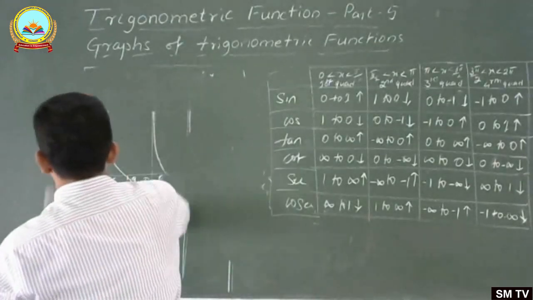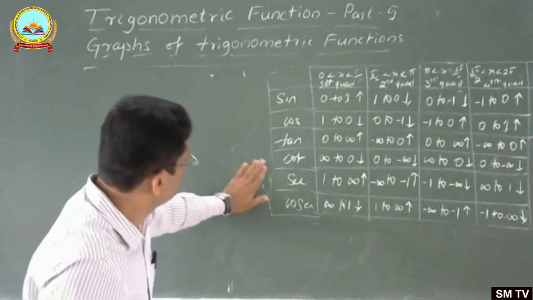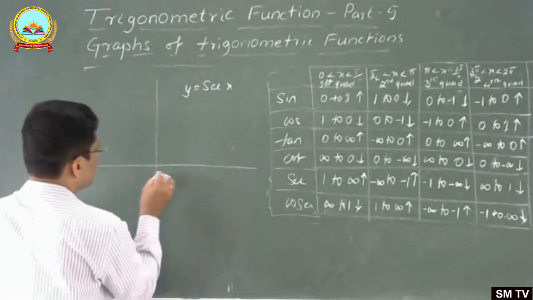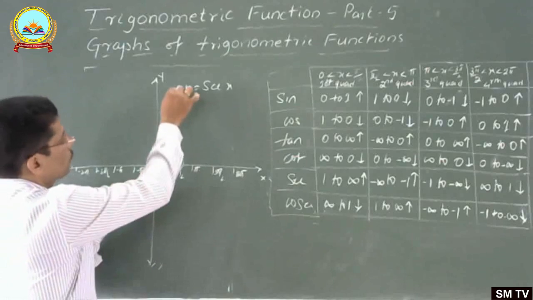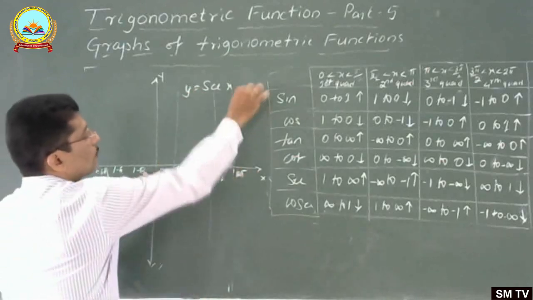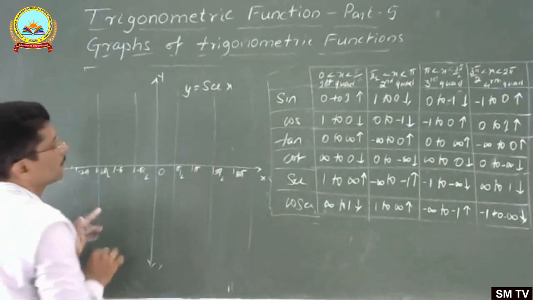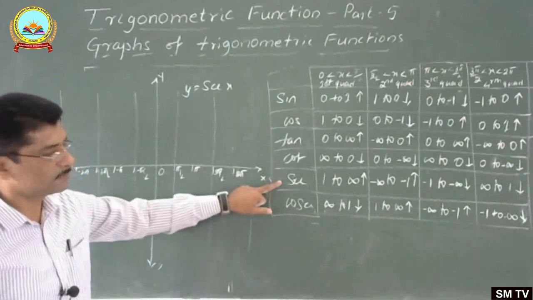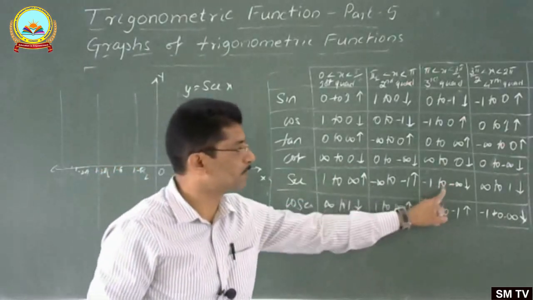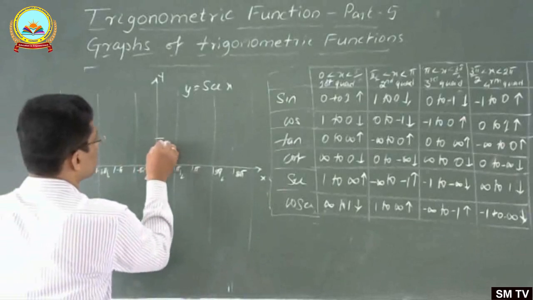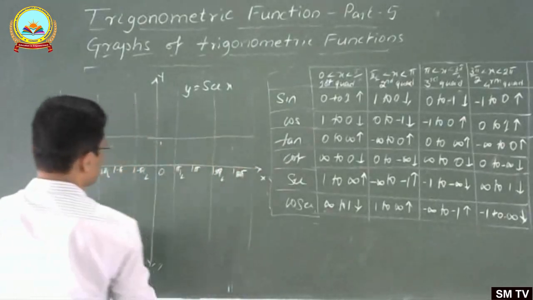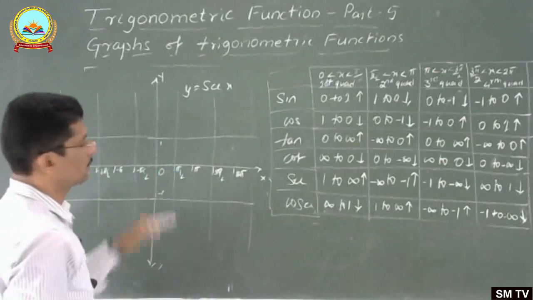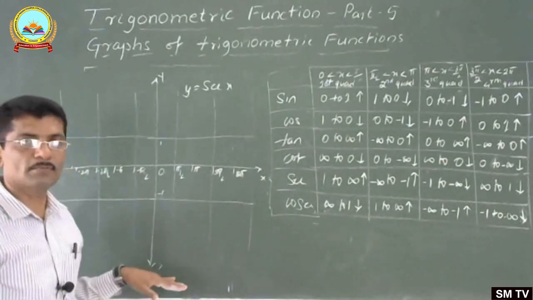Similarly, you draw the graph of the secant and cosecant functions. Here, y is equal to the secant function, with the x-axis and y-axis. Mark the odd multiples of pi by 2: pi by 2, 3 pi by 2, minus pi by 2, minus 3 pi by 2. Is it clear? What is the range of the secant function? 1 to infinity and minus 1 to minus infinity. So including 1, draw a line parallel to the x-axis, and including minus 1, draw a line parallel to the x-axis. These points are included. The graph is above plus 1, including 1, and below minus 1, including minus 1.